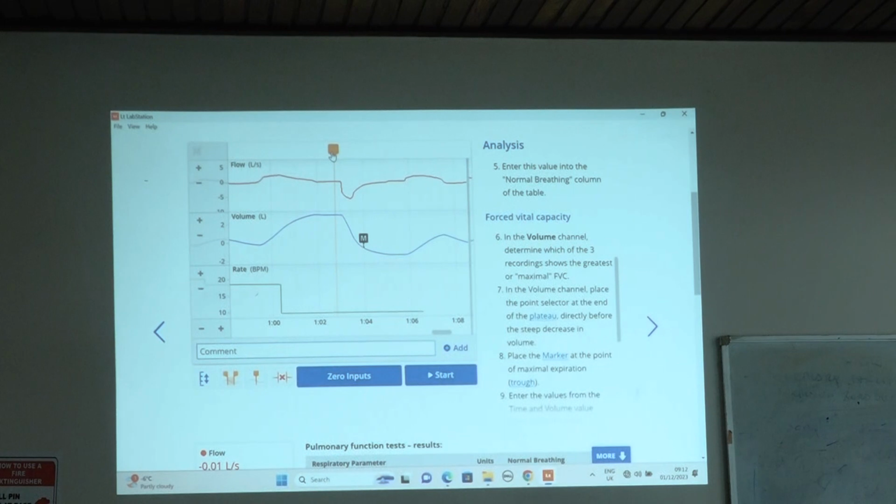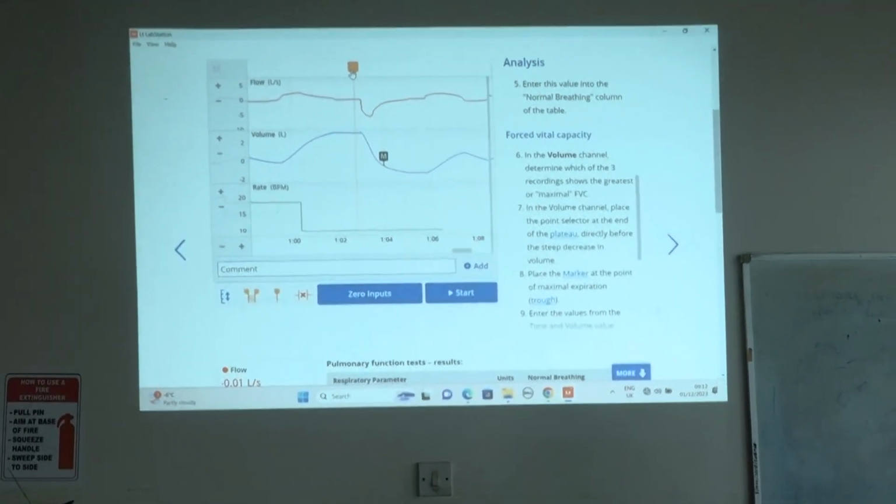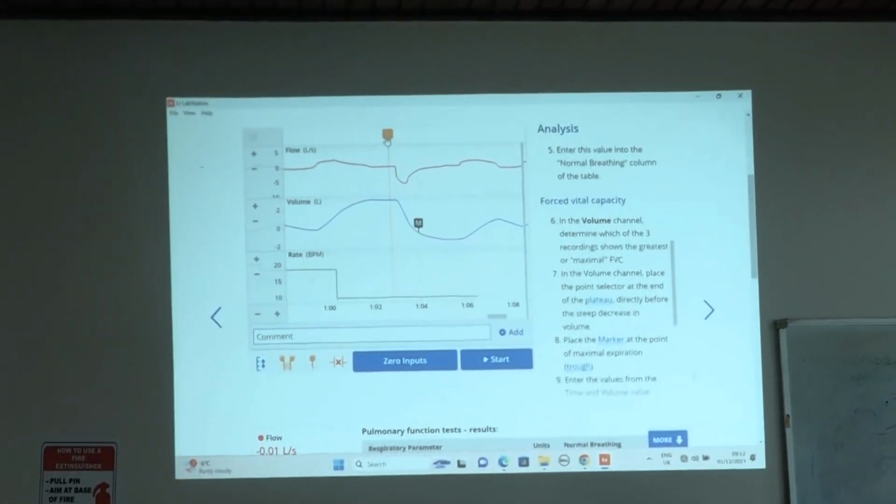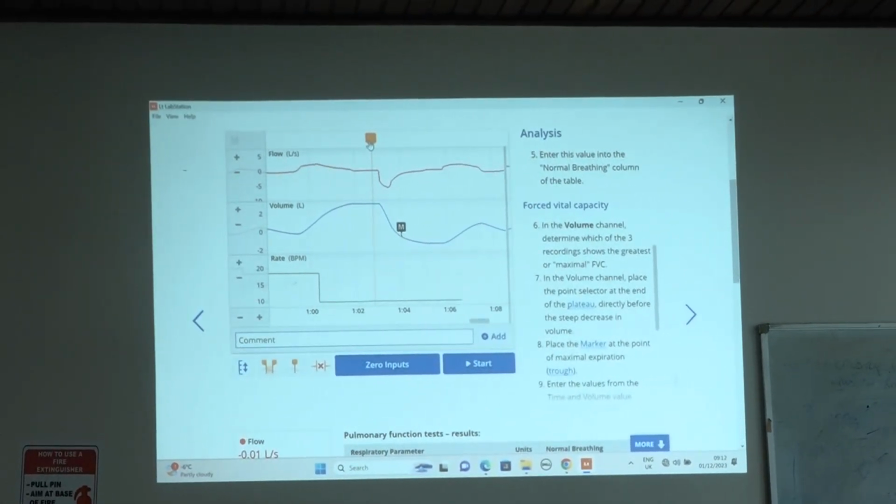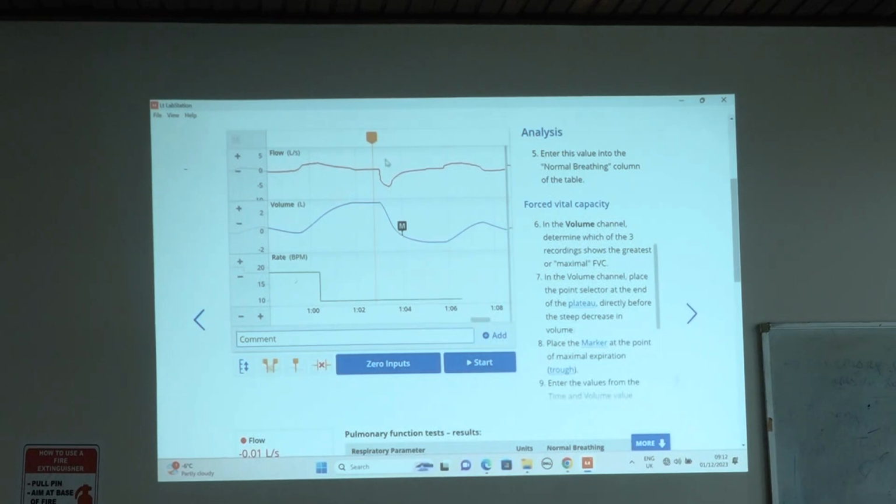That is the volume at the maximum inspiration. And remember what forced vital capacity means, so we want to work that out. We will take the marker to where he had the maximum expiration, because we want to look at the difference in volume between maximum inspiration and maximum expiration. Does it make sense? That difference is what we want to look at. So we take this marker to the trough, the lowest. Do we agree that it's around here? Yes. Good.